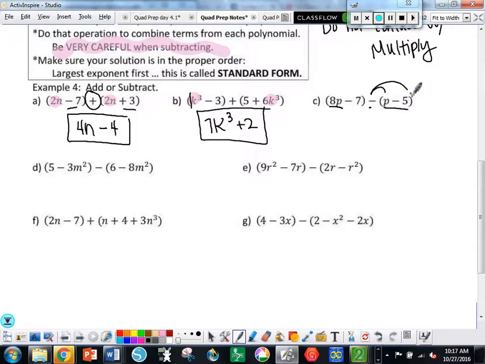So I'm going to distribute that negative, rewrite it. Negative times p is a negative p. Negative times a negative 5 would be a positive 5. So when I subtract that negative 5, it turns positive. Then I combine like terms like I did on A and B. So 8p minus p is 7p. But then what? Minus 7 plus 5 is minus 2. So like I said, be very careful when we subtract.